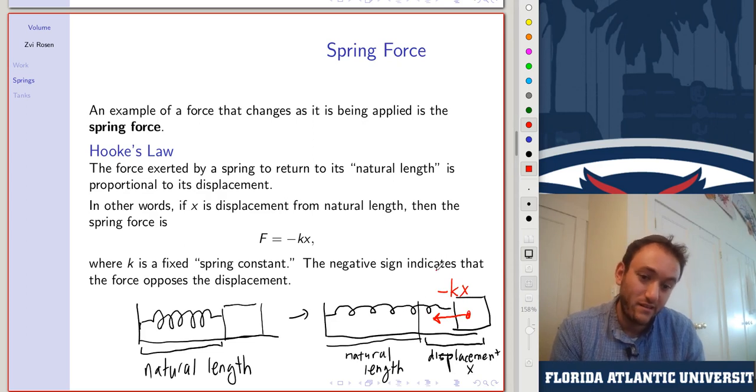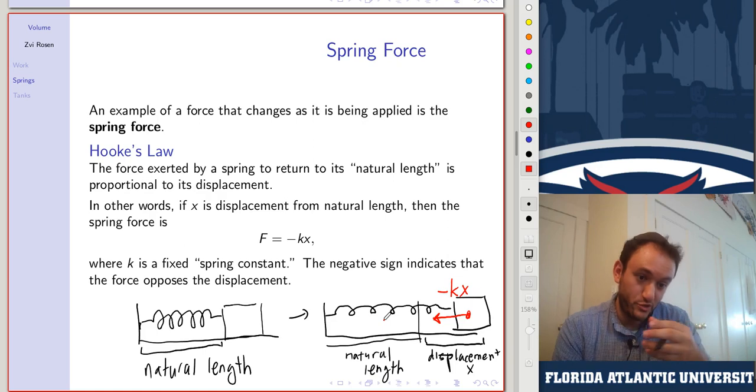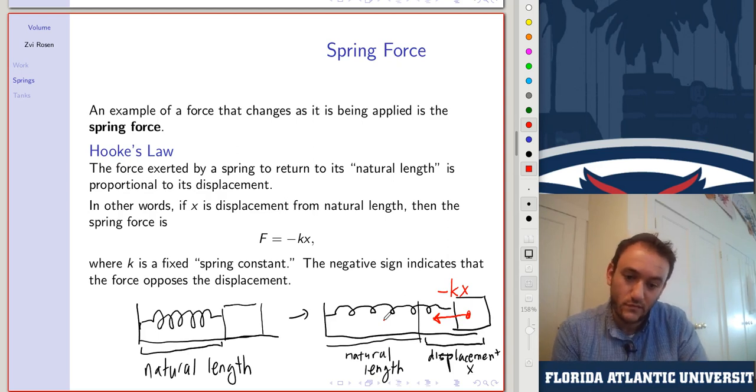And if you had pressed the spring, so you push the object so that the spring is compressed, then it would oppose it in the same way. It would want to go back towards its natural length, so it would move in the positive direction.